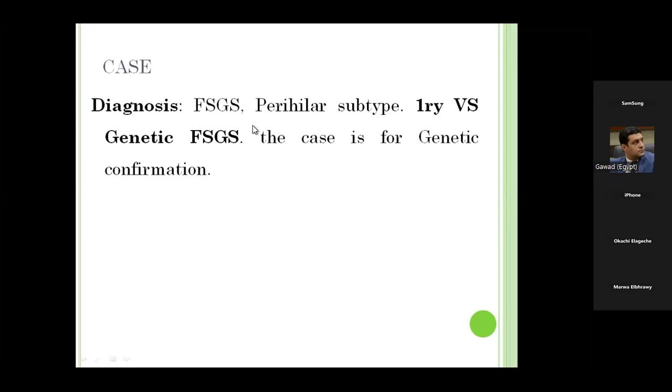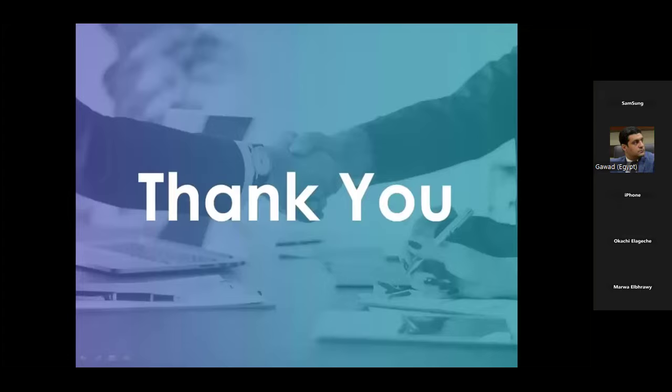Of course, it's a focal segmental glomerulosclerosis perihilar subtype, primary versus genetic, as we have said. And this is for genetic confirmation. And thank you.